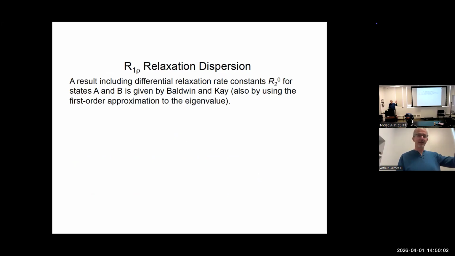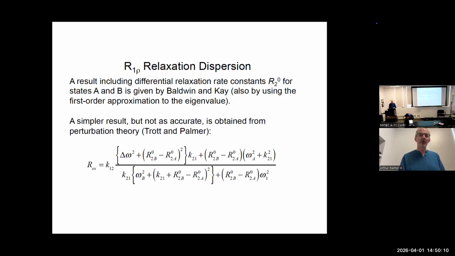So these simple results have been extended over and over again. There's nice work by Baldwin and Kay. Oleg revisited it using perturbation theory. It's a really elegant paper, and can generate some pretty compact expressions. So here's the expression now. If the relaxation rates in the two states are very different, Oleg's first expression assumed that they were the same. And now here they are when they're different.